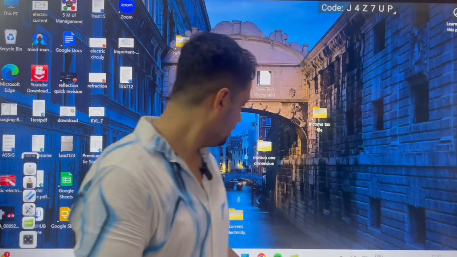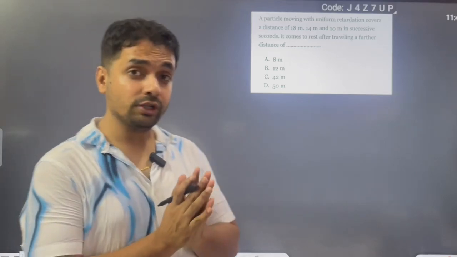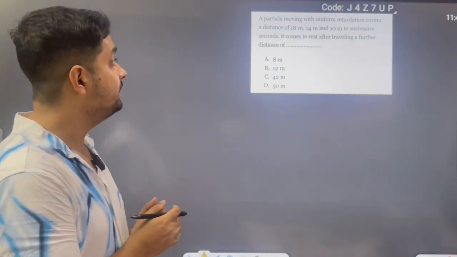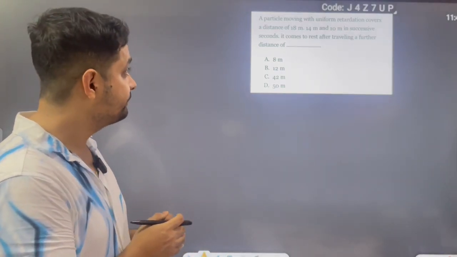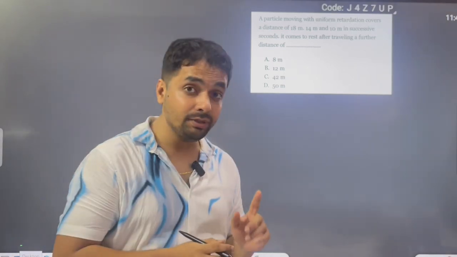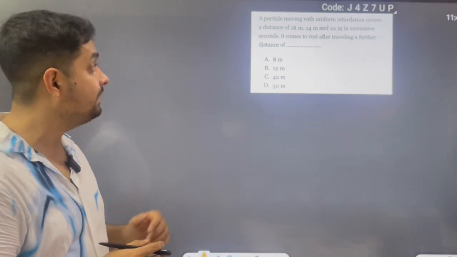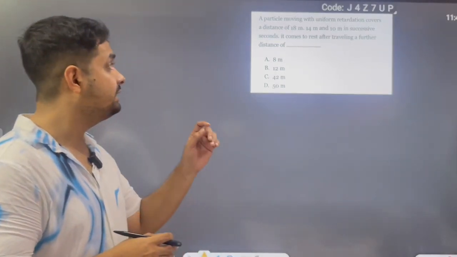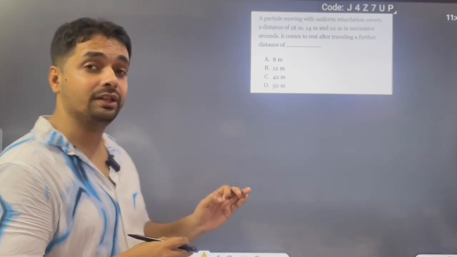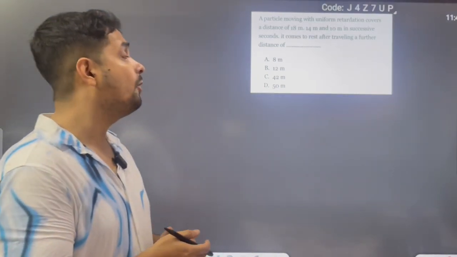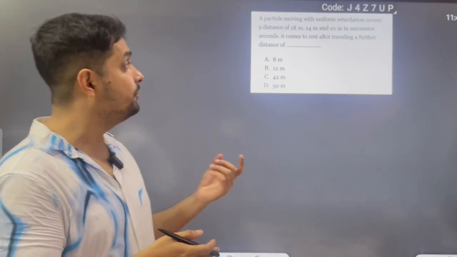So we will start. Here the first question is: a particle moving with uniform retardation covers distances of 18 meter, 14 meter and 10 meter in successive seconds. It comes to rest after traveling a further distance of S. The first clue of this question is already given: it is uniform retardation.